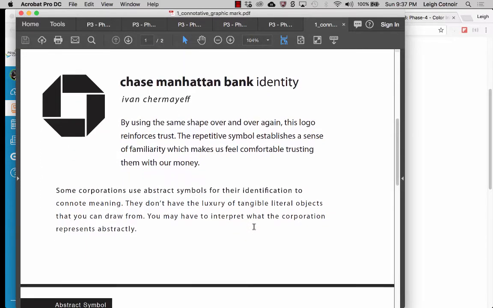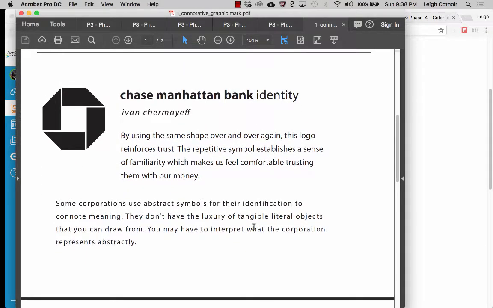But these are some case studies. So this is one that you probably are very familiar with. This is Chase Manhattan Bank. It's an identity, and this is something where you see the shape used over and over again. The logo reinforces trust, and the repetitive symbol establishes a sense of familiarity, makes us feel comfortable, right? Trusting with money. It almost feels like handshaking too.